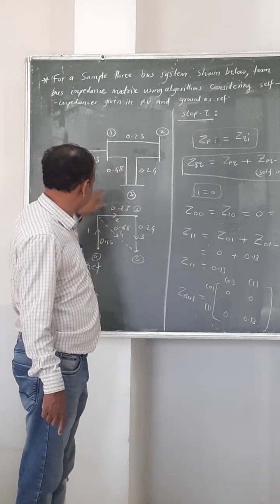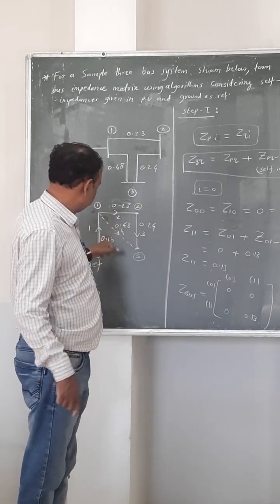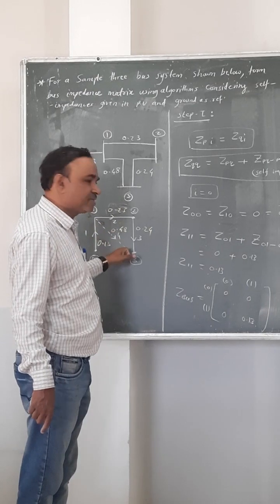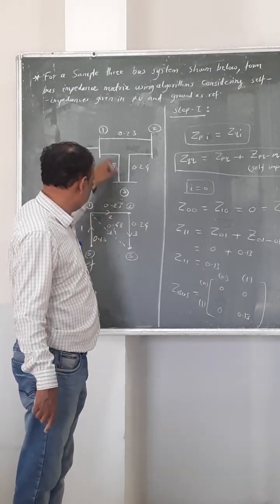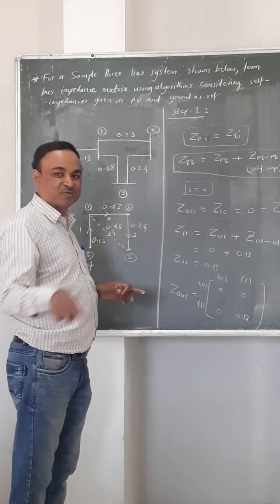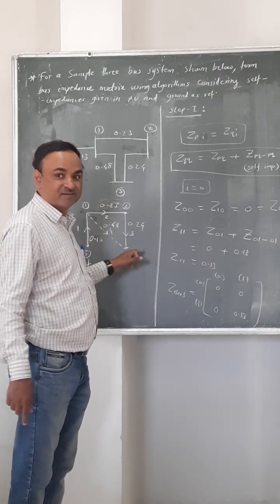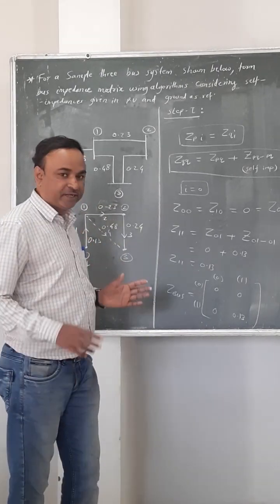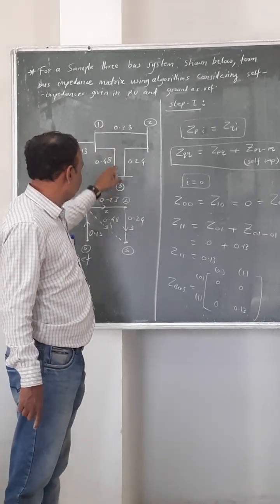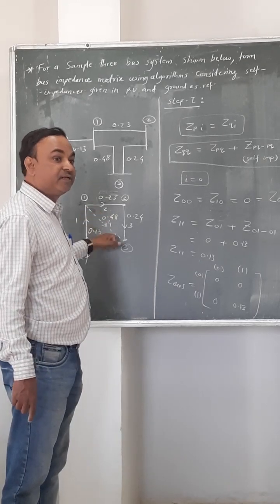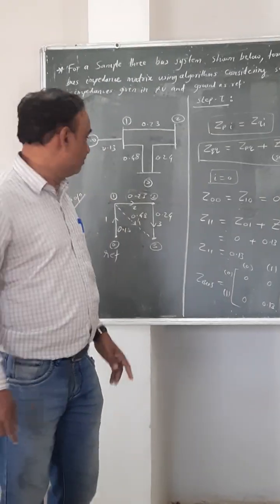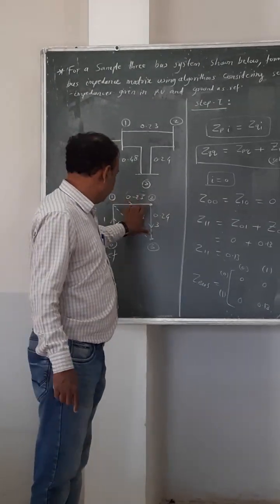Now this is remaining, between 1 and 3. Here we have to take care that there should not be any closed loop. That's why I have considered this as element number 4, as a link, because there should not be any closed loops. It is necessary to take care of that, so I have taken the element between 1 and 3 as a link. So how many elements are there? 4 elements: element number 1, 2, 3 and 4.